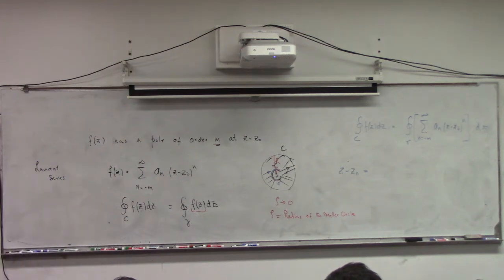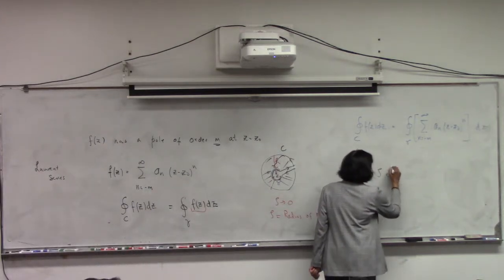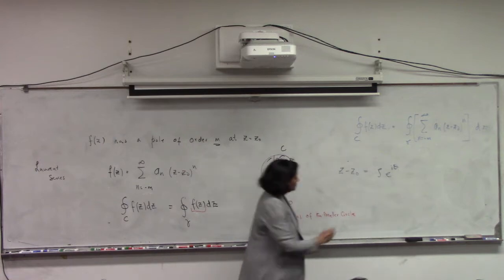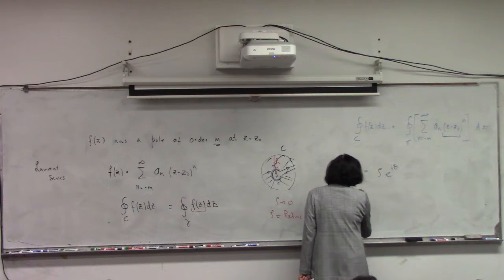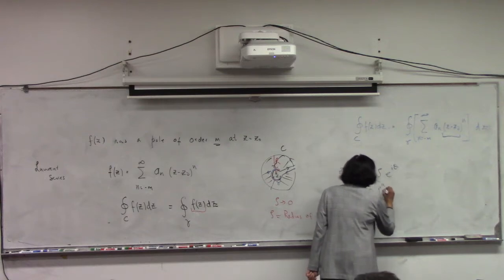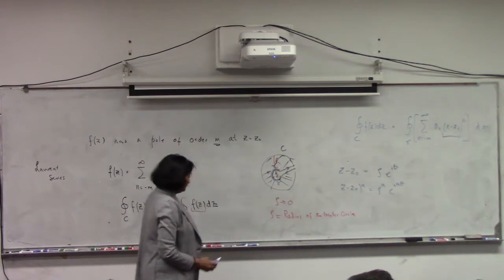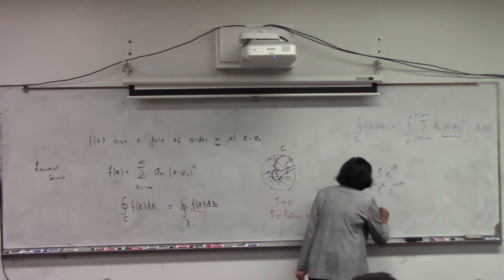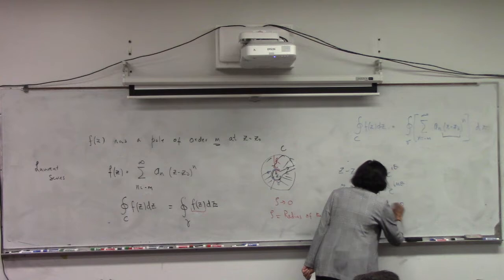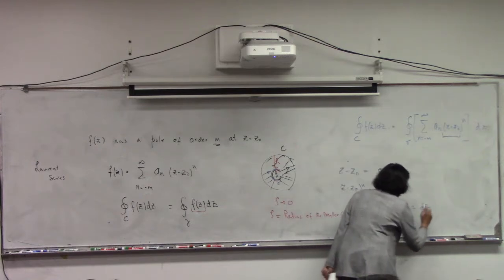How do you represent the complex variable? Rho e to the i theta, yeah. So I can write z minus z naught like that. And dz is nothing but, rho is constant, it's only the angle which is changing, right? I can always write dz as that.